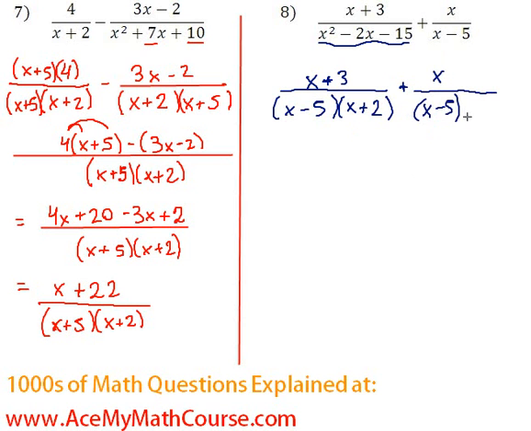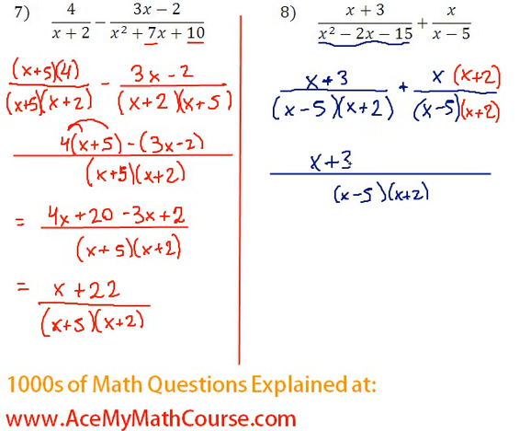But how do we get the x plus 2 over here? Of course we just multiply it. X plus 2 over x plus 2. Great, now we have a common denominator. That's what we wanted, to combine everything. And the common denominator, of course, is just x minus 5 times x plus 2. So over here on top we're going to have x plus 3 plus x times x plus 2.